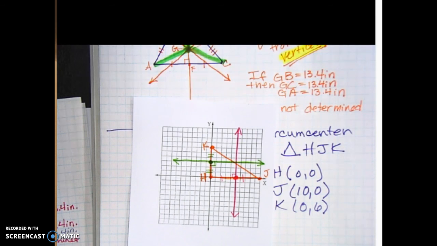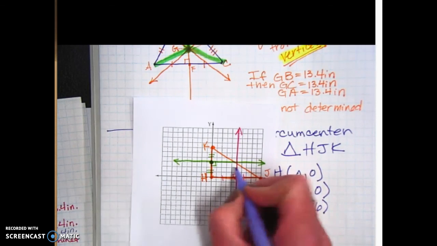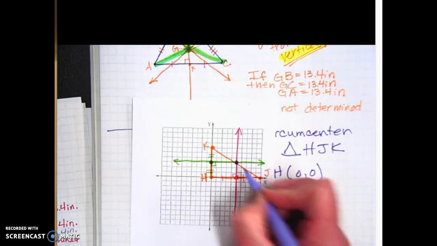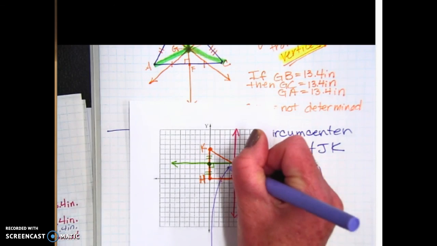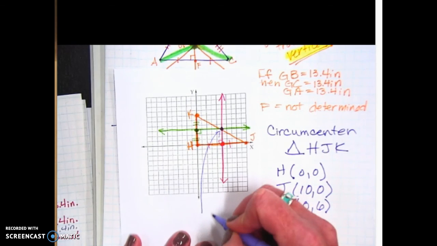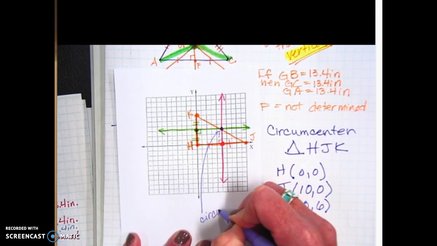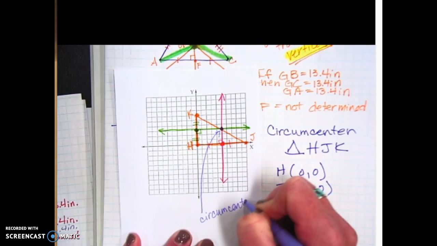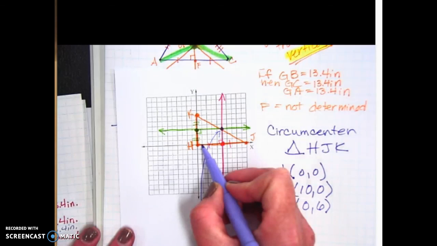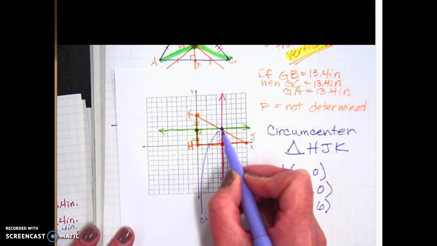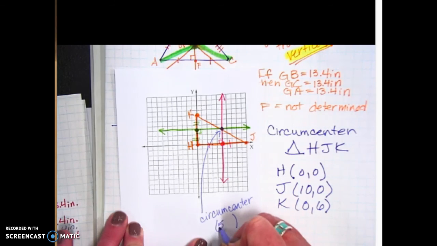And then you're going to see real easily where those two intersect. They intersect right here. Okay? That point right there is what we call the circumcenter. And we can count exactly where it's at because we're on a piece of coordinate plane, piece of graph paper. So it's at 1, 2, 3, 4, 5, up 1, 2, 3. It's at 5, 3.